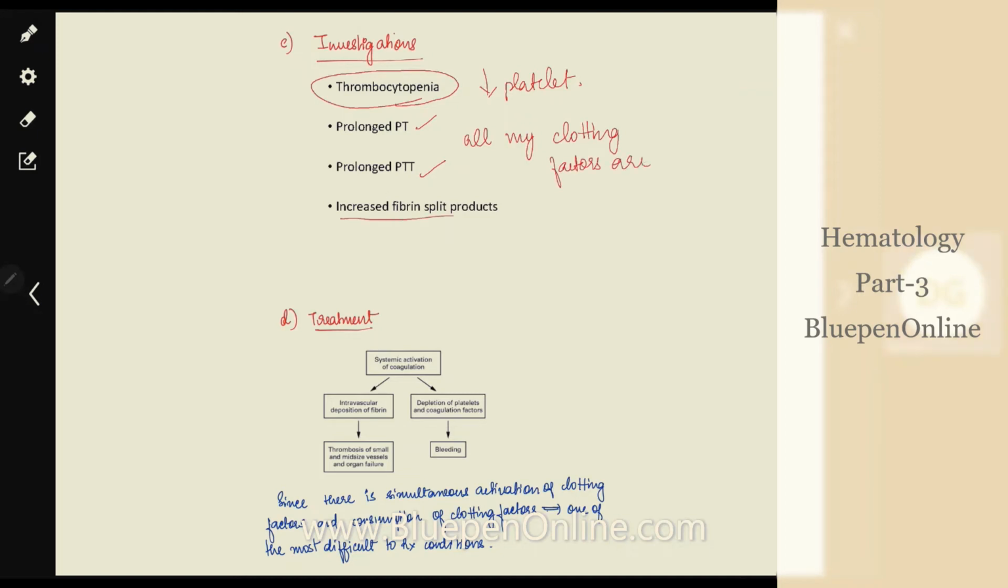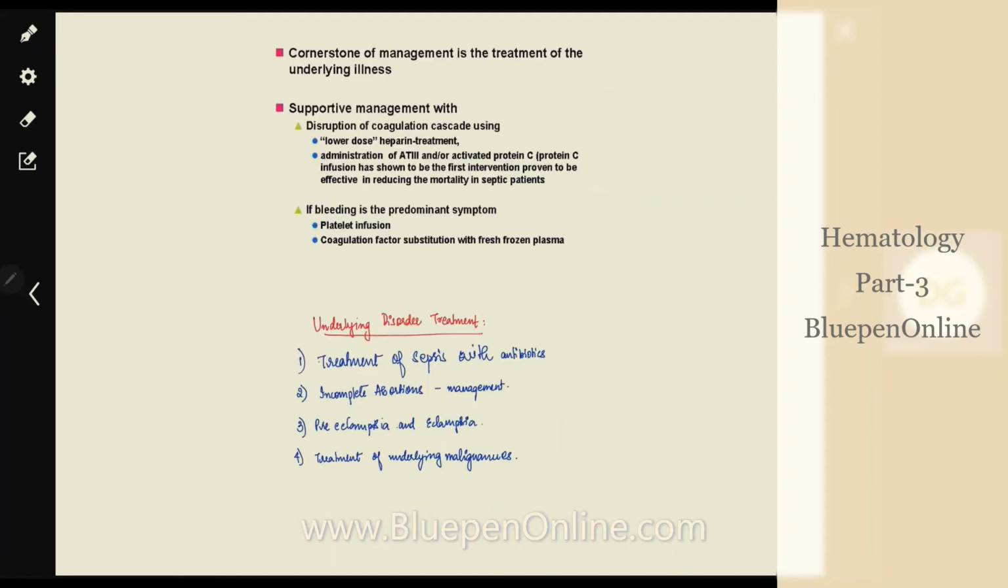Increased fibrin split products. The treatment of DIC is difficult because there is systemic activation of coagulation. I have to manage both clotting as well as bleeding. It is one of the most difficult treatment conditions. So how do I manage such a difficult condition?